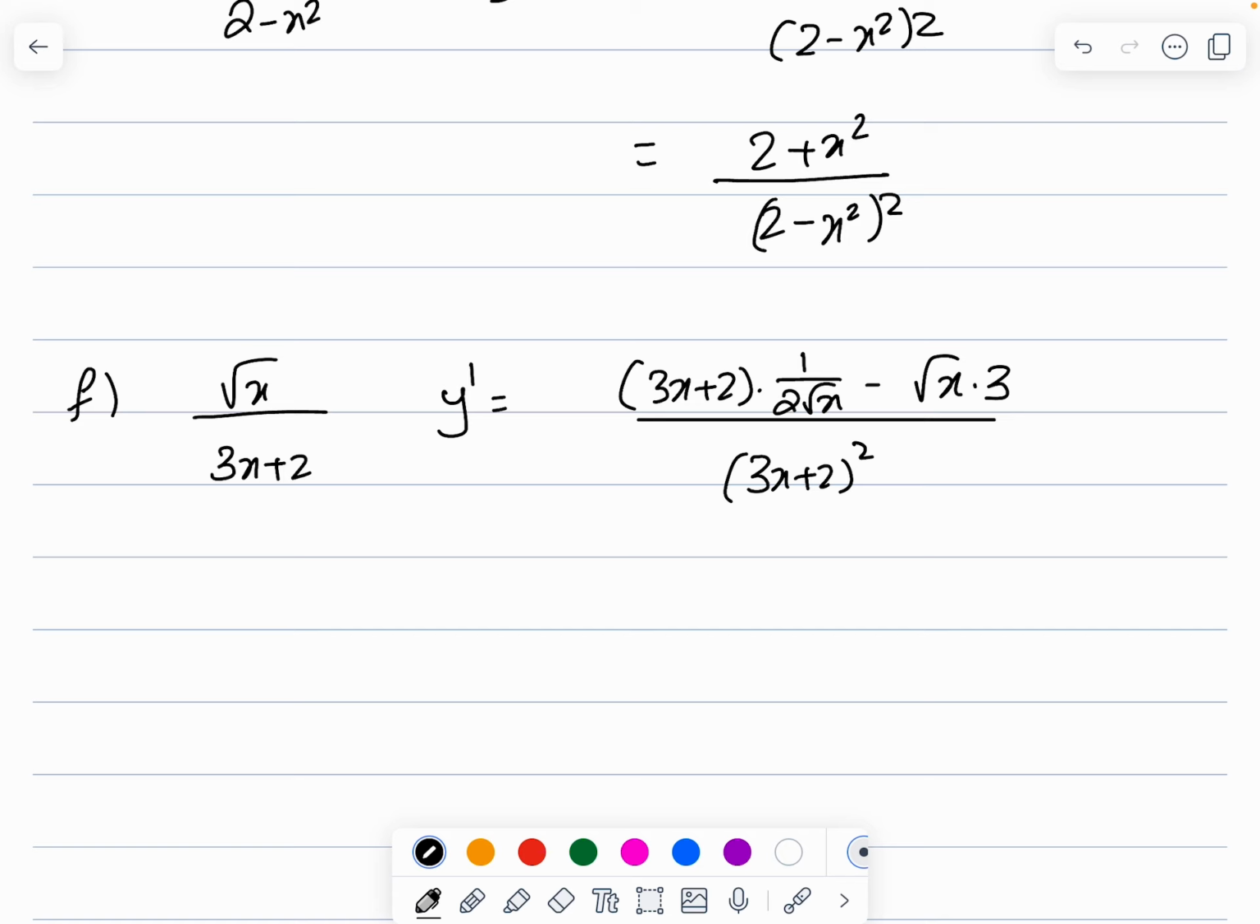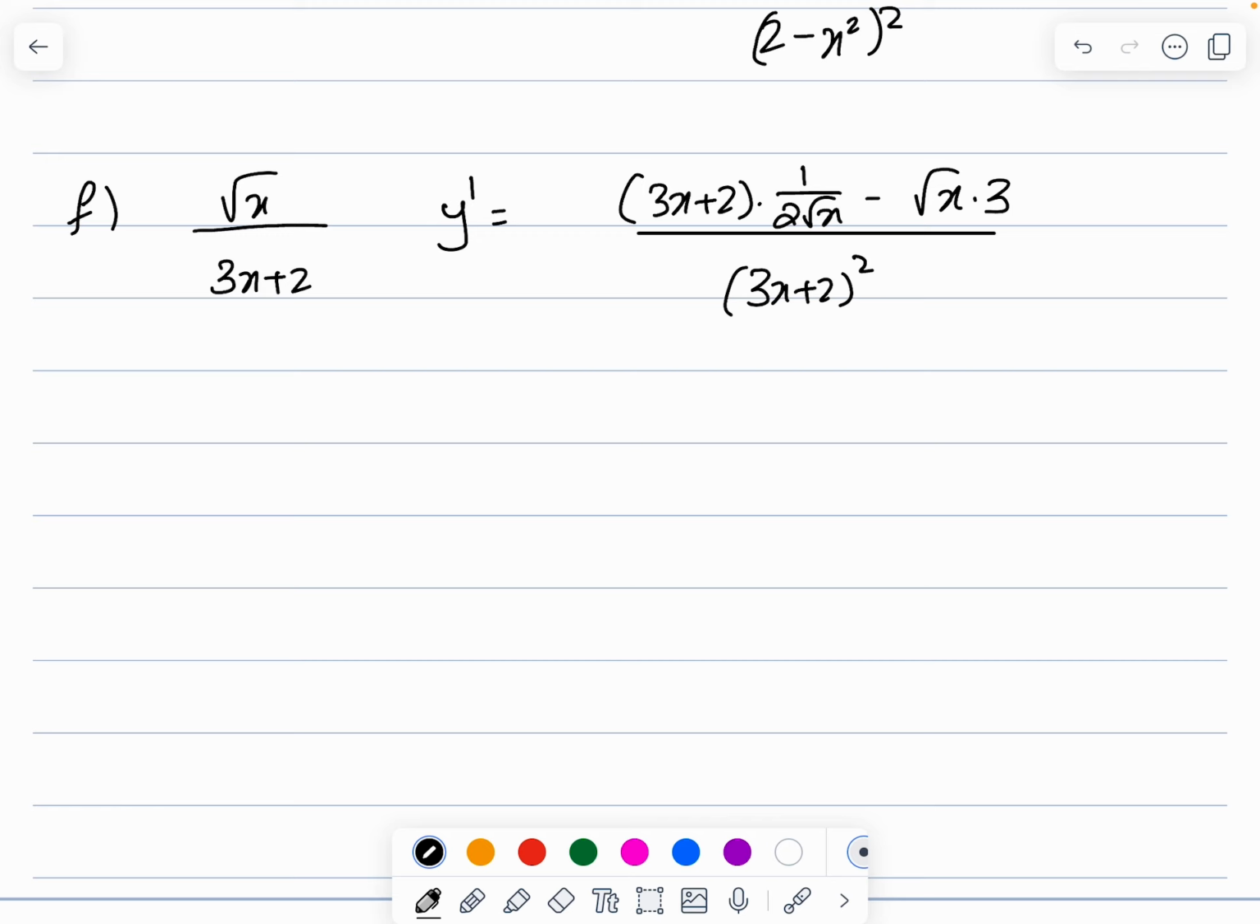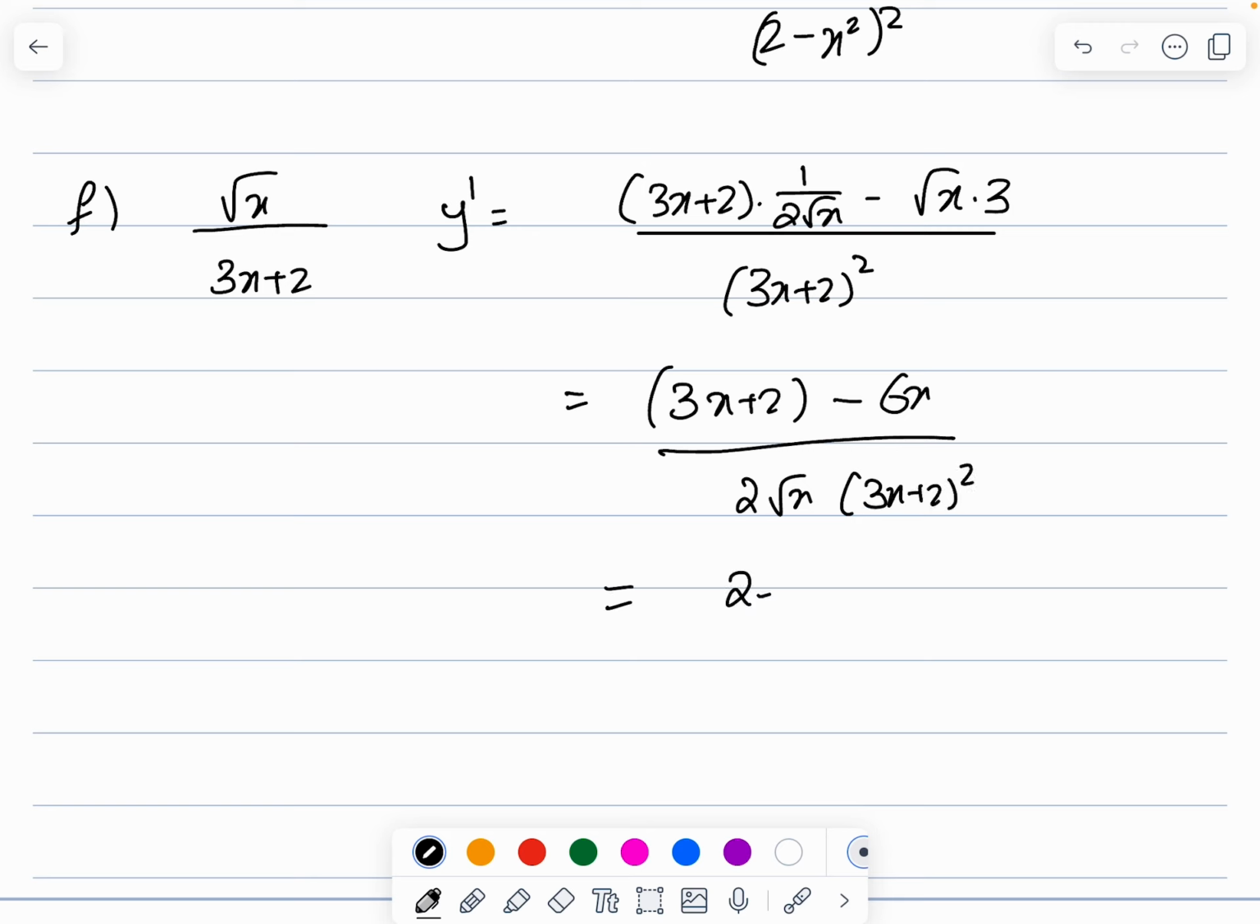Now you can still simplify this, or take that root x to the denominator, so it becomes 3x plus 2 minus 6x upon 2 root x times (3x plus 2) whole square. So it will become 2 minus 3x upon 2 root x times (3x plus 2) whole square. That's going to be the answer.